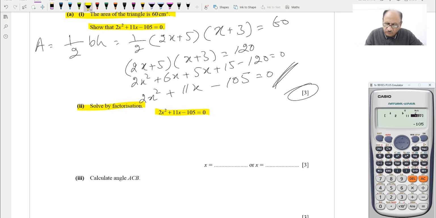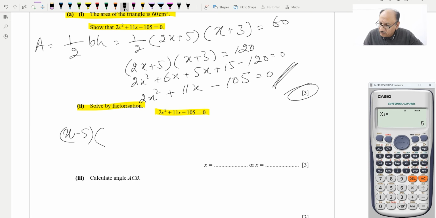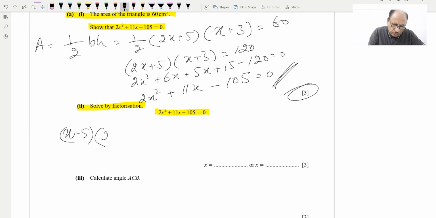Now we will be taking help of the calculator, but we will be showing the complete working because this is a 3 mark question. So first is 5, so we will take x minus 5 with x minus 5, one term, and the second term will be minus 21 over 2, so we can take 2x plus 21. Now this is equal to 0, and if we multiply and check 2x square and 21x minus 10x, yes, we are getting exactly the same.